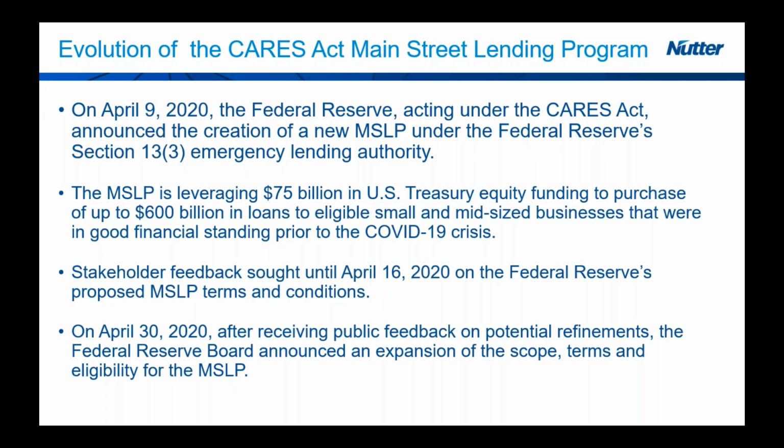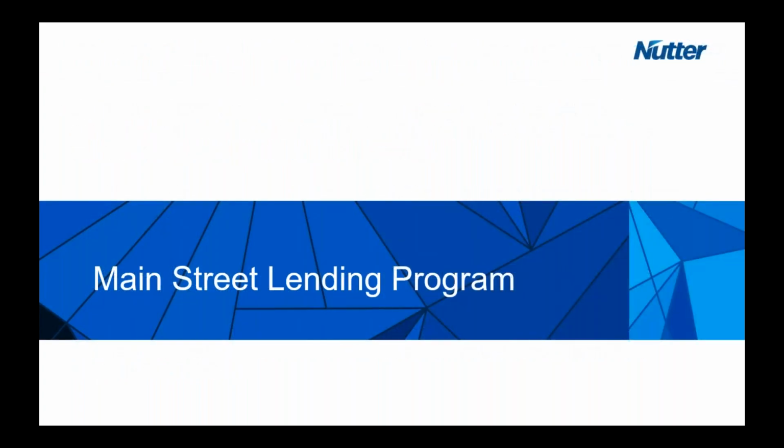The Federal Reserve's rollout of the Main Street Lending Program hopes to avoid many of the pitfalls associated with the hastily launched Paycheck Protection Program, or PPP, by seeking stakeholder feedback on the proposed Main Street Lending Program and its initial proposed terms and conditions. On April 30th, after receiving public feedback on potential refinements, the Federal Reserve Board announced an expansion of the scope, terms, and eligibility for the Main Street Lending Program that we'll talk about in detail today. The actual launch of the Main Street Lending Program, however, has yet to be determined.